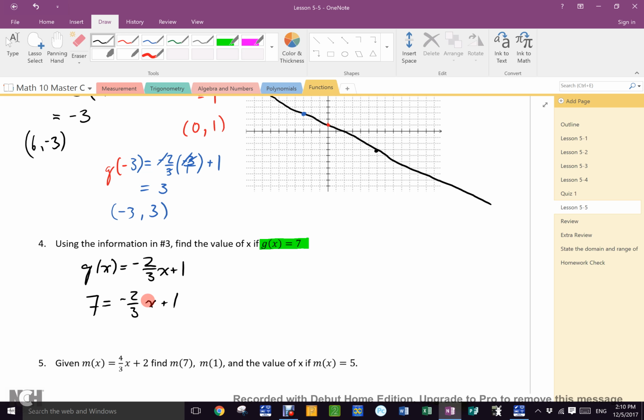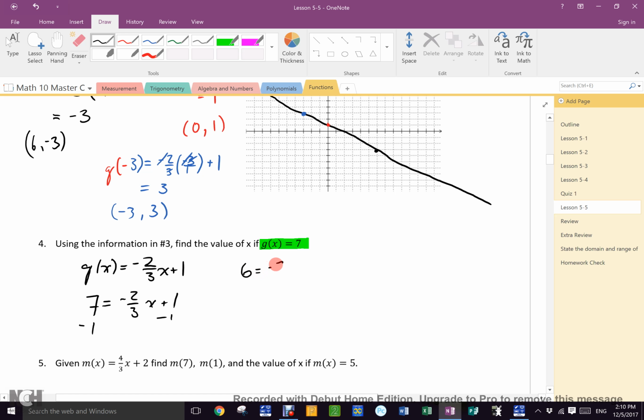You isolate the x. You do algebra. Where should I start with my algebra? The 1 or the 3 or the negative 2? The 1. How do I get rid of plus 1? Minus 1, minus 1. So now what do I have?